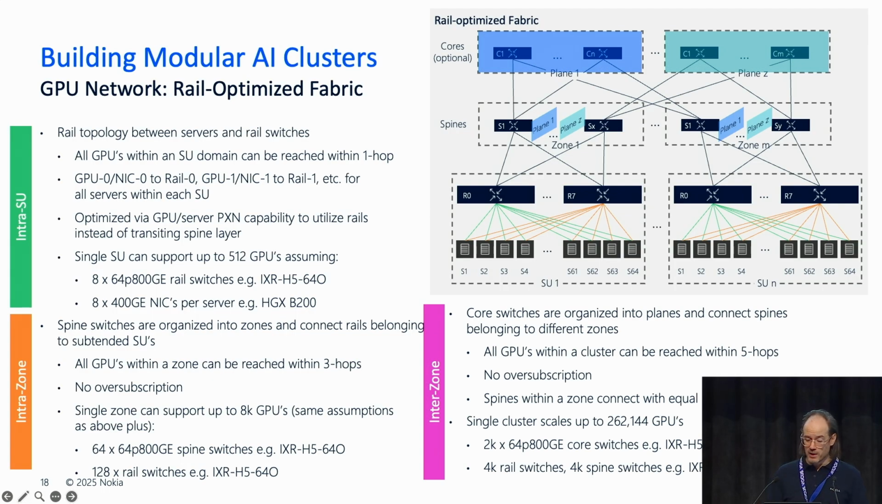And if I need to go bigger than that, well, I need to introduce one more tier, which is basically my core switches. And we organize those into planes to connect into the different spines. The outcome here is that all GPUs in the cluster can be reached within 5 hops. There's similarly no oversubscription, and spines within a zone will need to connect with equal bandwidth to all planes. And this design can scale up to around 262,000 GPUs. And if you've got a cluster that big, then you're doing really well.